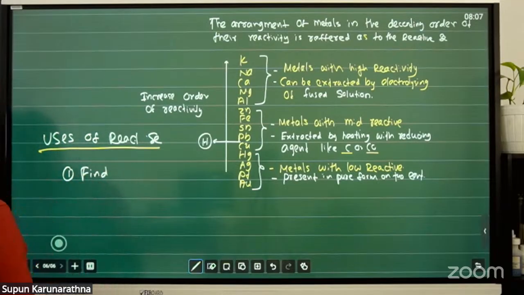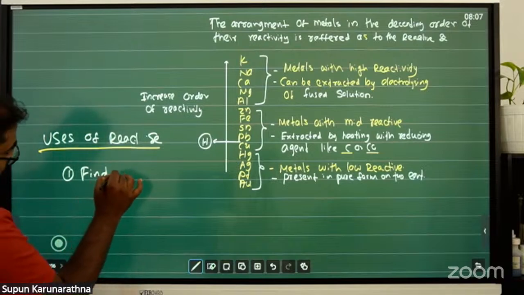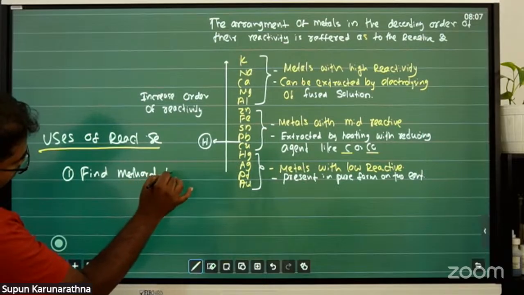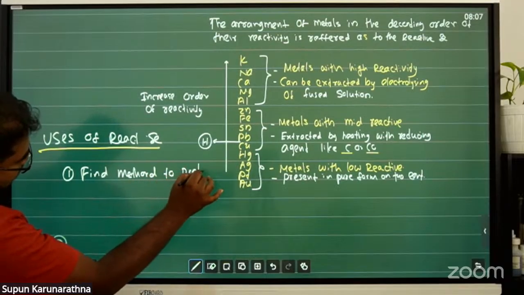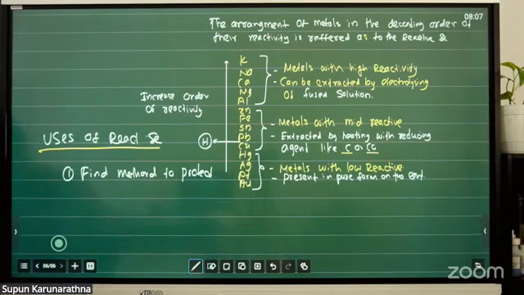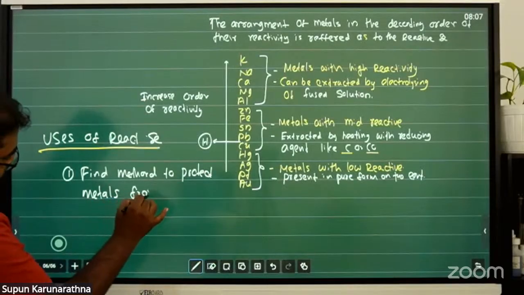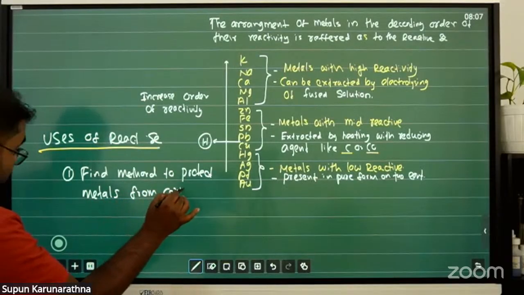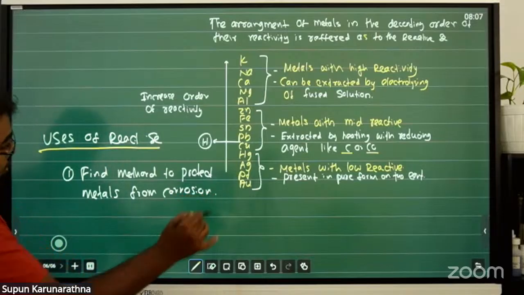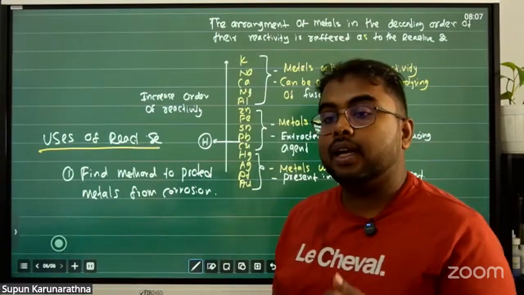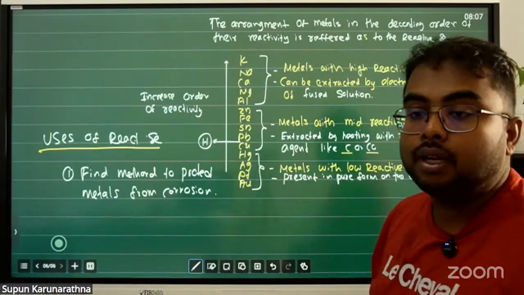Find a method to protect metals from corrosion. You can get the meaning of this sentence after doing the lesson on electrolysis, the electrochemistry part of your syllabus.